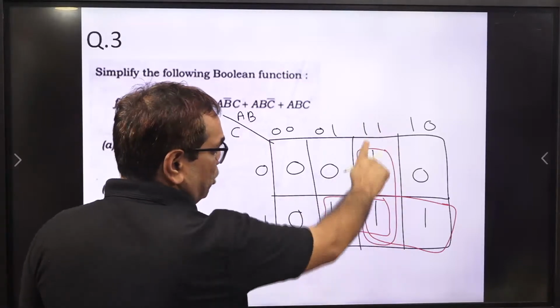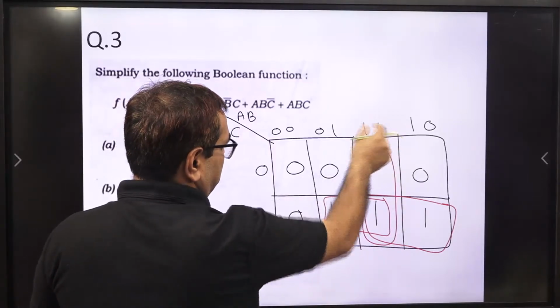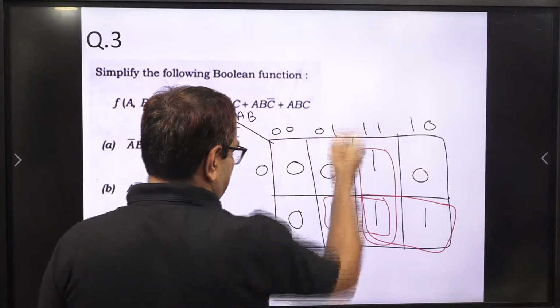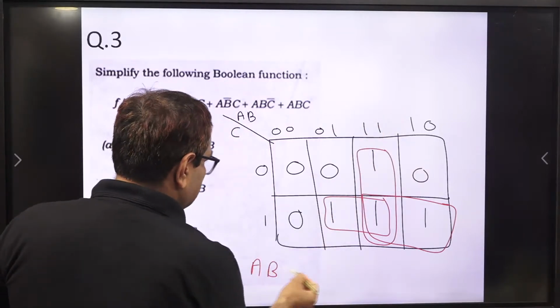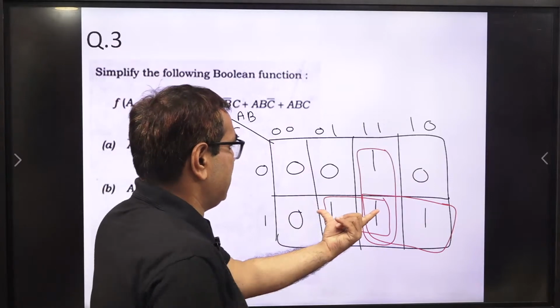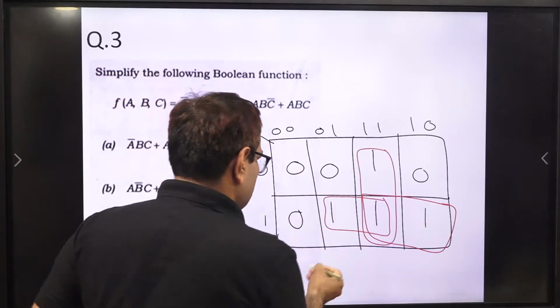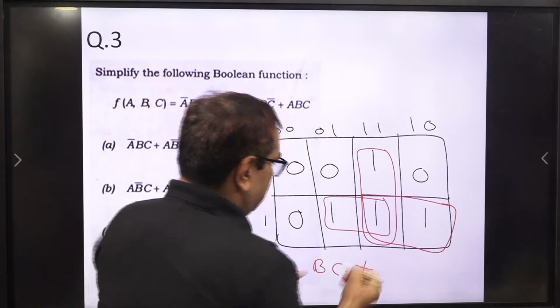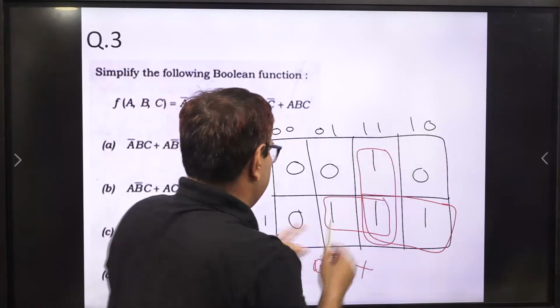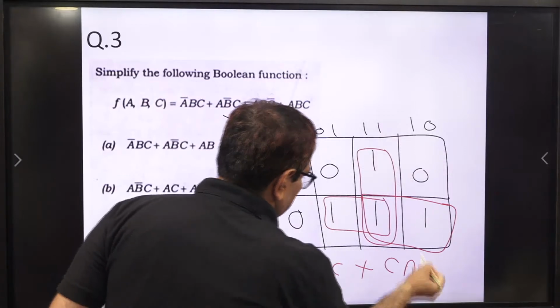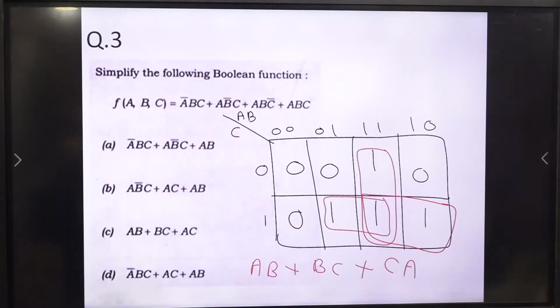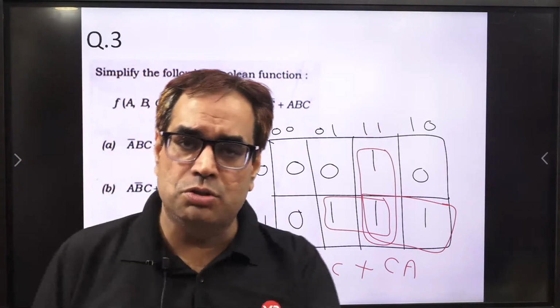So what is the common code? 1 1, A 1, B 1. Okay, so AB, we will write AB plus, if we take this pair, what is the common code? 1 is common, so B, and here C, so BC. Plus in this pair, here A is common, here C is common, so CA. So this is the minimized expression from this. Okay, so please be careful. In case of minimization, better to use K-map.